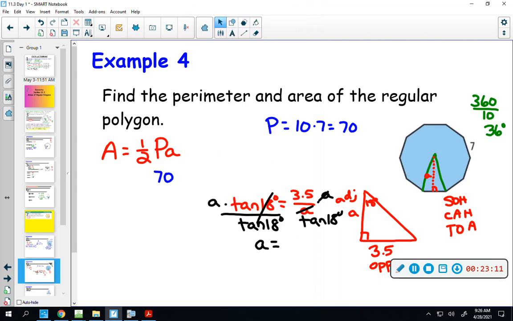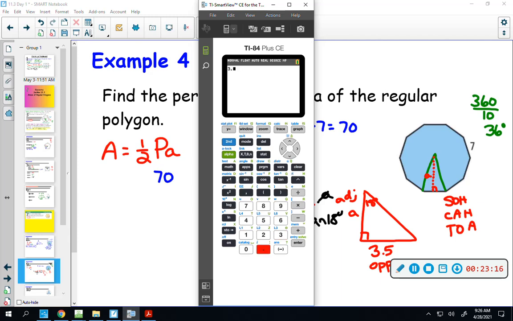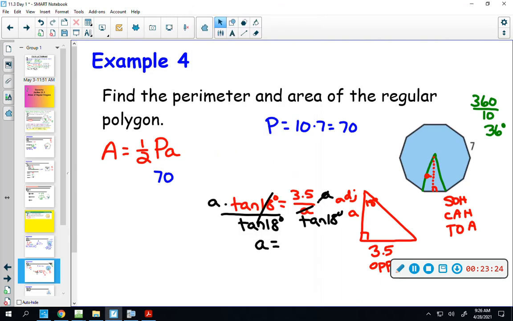I already forgot what I'm typing in. 3.5 divided by tan of 18. Okay, let's round it. Let's go 10.8. If it doesn't specifically say what to round to, I go to the tenth.